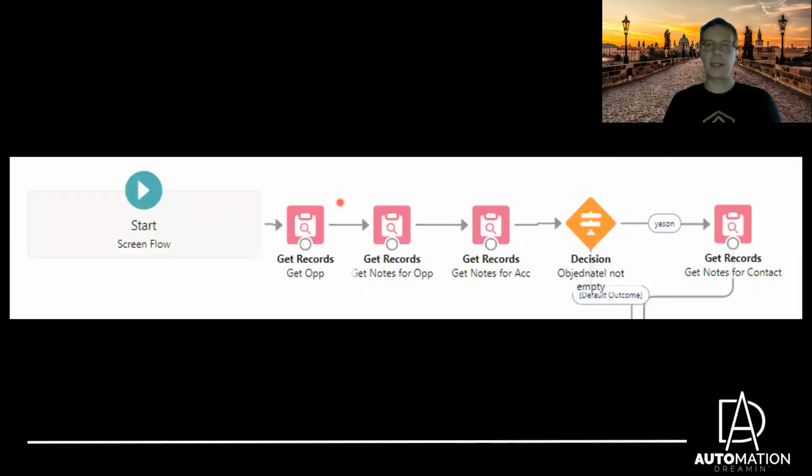The first line is basically just getting all the information. So we get the details from the opportunity on which it's available. In the previous flow, I used the record variable for that. Here I'm querying the opportunity based on the ID to get all the details. Then I will get all the related nodes for the opportunity, for the account. And if the contact is filled in, I will query the contact nodes as well.